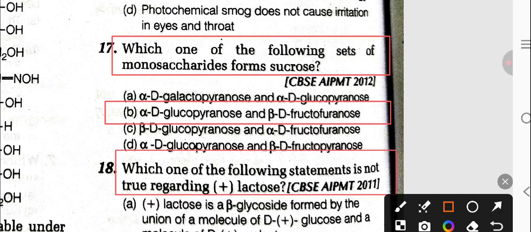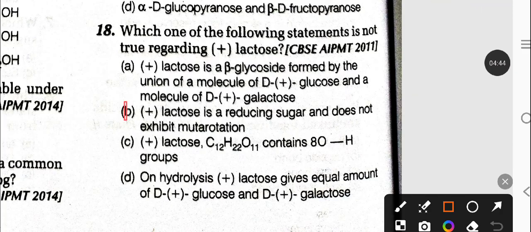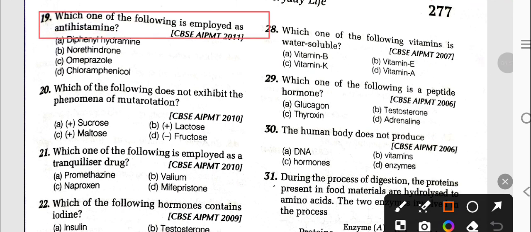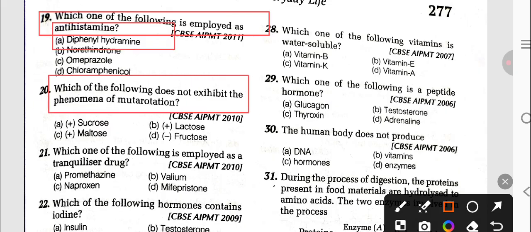Which one of the following statements is not true regarding lactose? So option number B, that is lactose is a reducing sugar and does not exhibit mutarotation, because it does exhibit the mutarotation. Next question is, which one of the following is employed as antihistamine or used against allergy? So it is Benadryl, option number A, that is diphenhydramine. It is also called Benadryl. Which of the following does not exhibit the phenomenon of mutarotation? So it is sucrose, option number A is the right answer.